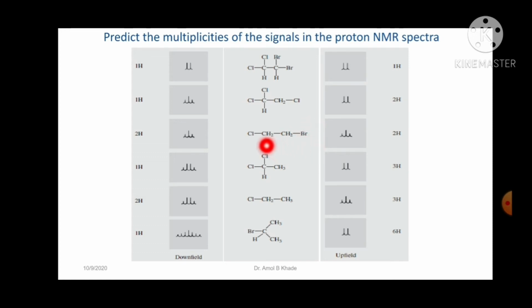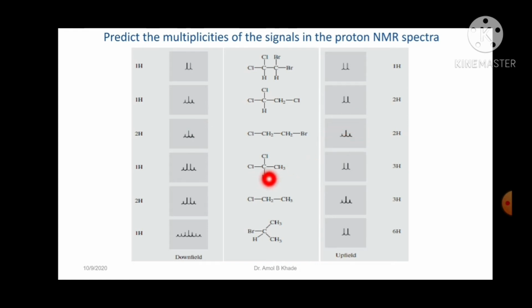So here this CH2, the neighboring carbon has 2 protons, so it will be split into a triplet. Similarly this will be split into a triplet because of 2 protons here. So we will be getting 2 triplets, okay. One is towards the right side, another one is towards the left side. So the left side is deshielded and this is comparatively shielded.